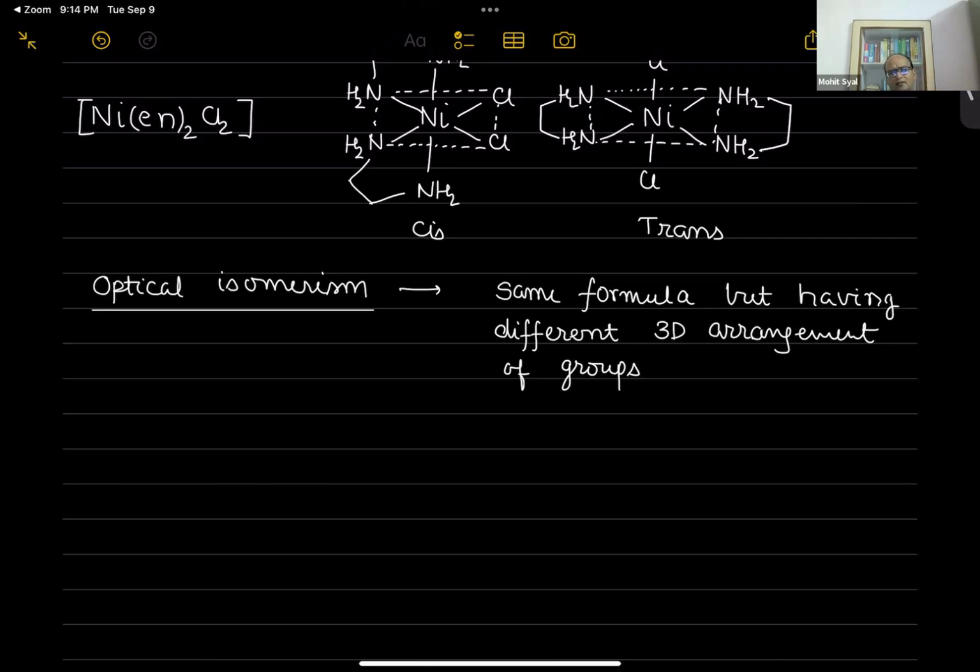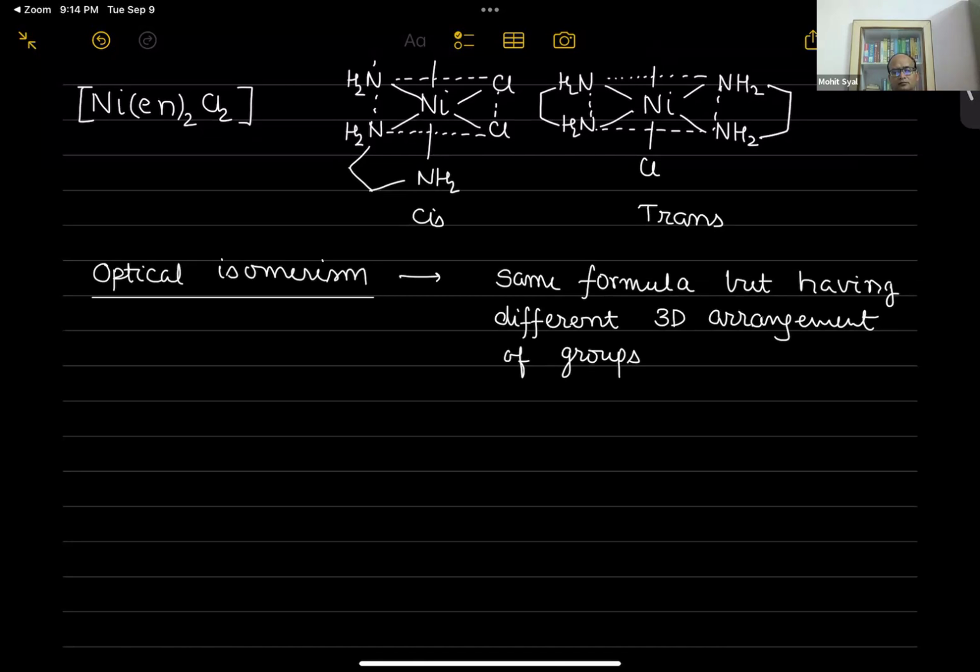But what's the difference then? Even the cis-trans isomers were also having different 3D arrangement. And why is the name optical there? In organic chemistry also we have studied. Tell me first. They show like mirror images of each other.